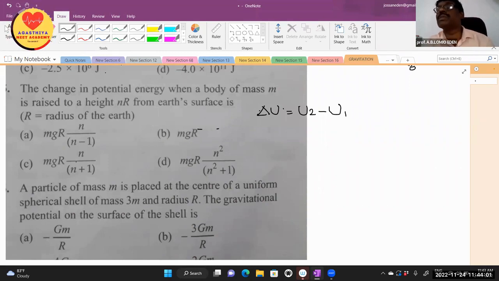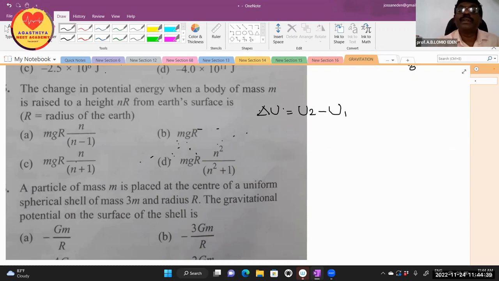The potential energy is the energy due to the position of the body. How much height is it raised? Height of the object is nR, n times the radius of the Earth. That means now substitute the distance as nR in the second case and find out the difference. You will get the answer. Try to solve this problem. I will do it, and simultaneously you have to do the problem. Then only you can get the practice.